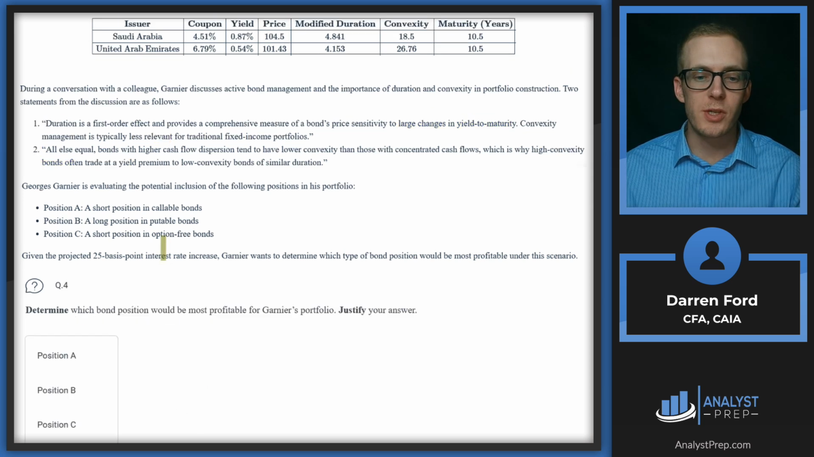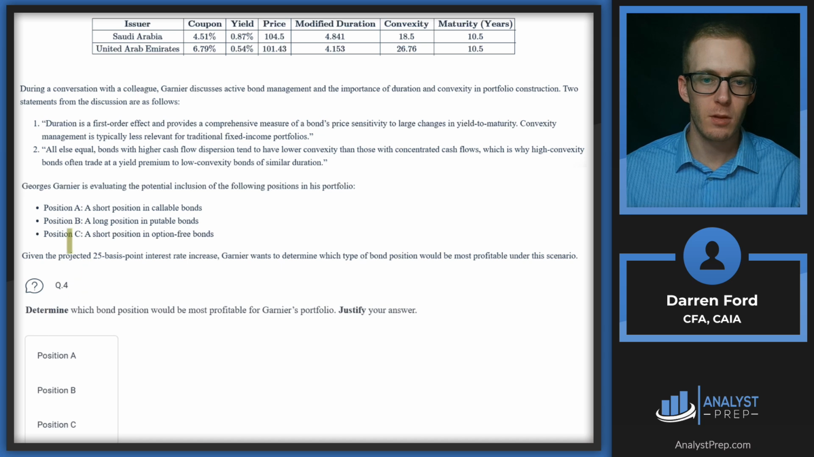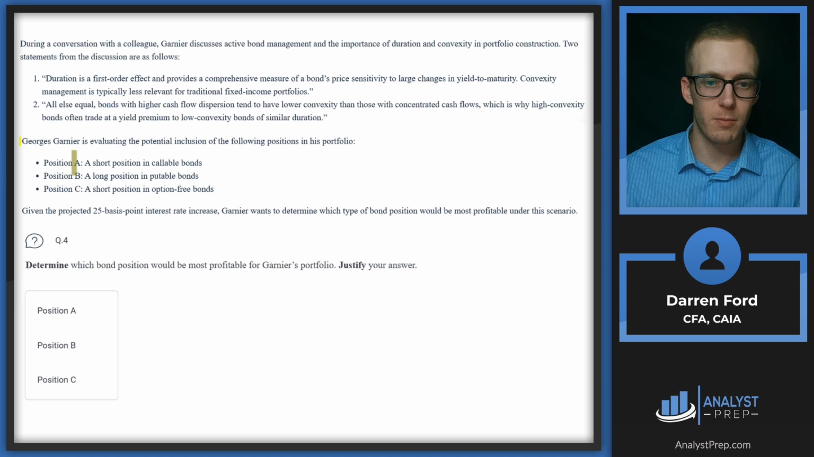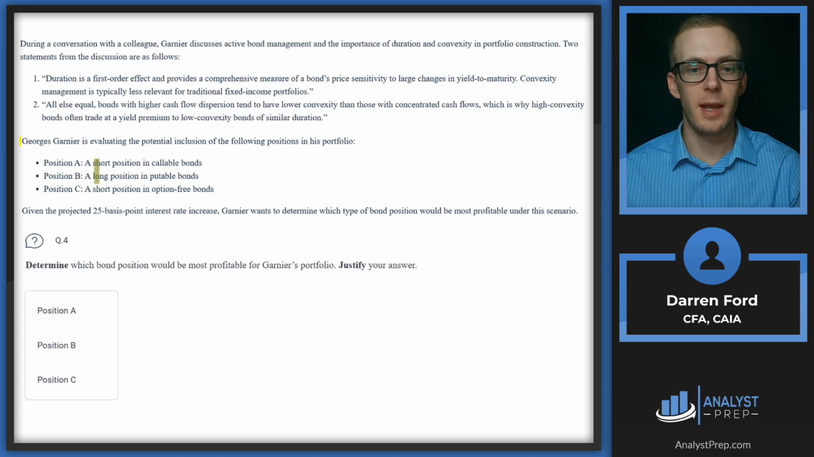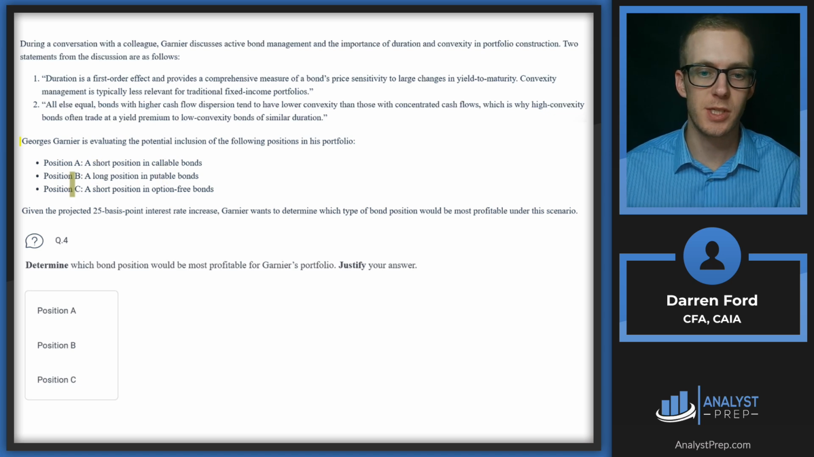Question 4, determine which bond position would be most profitable for Garnier's portfolio and justify your answer. So we've got position A, B, and C. We haven't gotten to these positions yet, so let's keep reading. Garnier is evaluating the potential inclusion of the following positions in his portfolio. Here we go. Position A, short position in callable bonds. Position B, a long position in putable bonds. Or C, a short position in option-free bonds. Given the projected 25 basis point interest rate increase, Garnier wants to determine which type of bond position would be most profitable under this scenario.